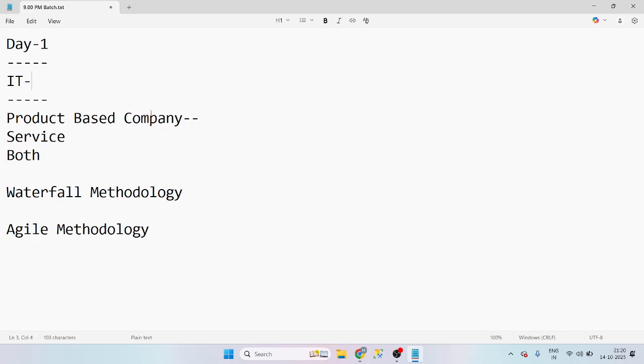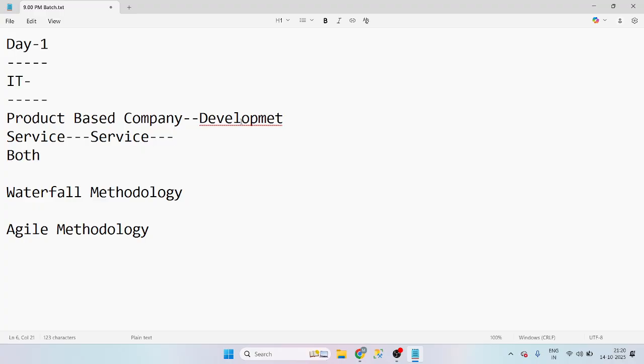Right. So these are the product-based companies, service and both. In the product-based companies, we are mainly focusing on development only. We are mainly focusing only on developing the product. We are not giving any services. Coming to the service-based companies, here we are giving service only, but not only the service.